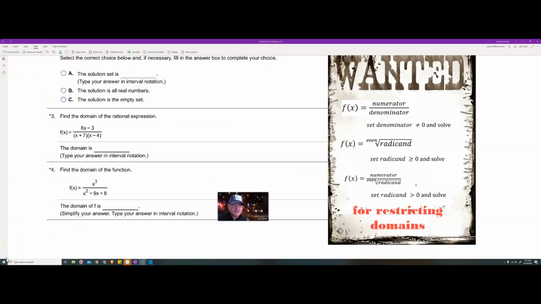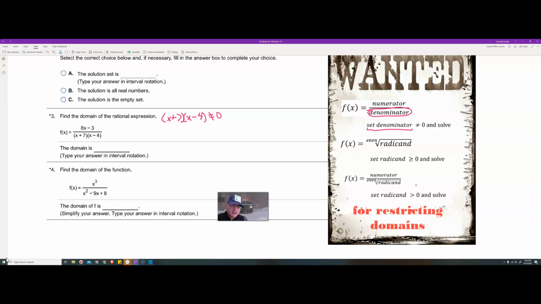All right, number 3 is asking you to find the domain of that rational expression. The only time you have to worry about the domain is when you have one of these 3 situations over here on the wanted poster. All right, in this case, we've got a rational function and in the denominator, it's got variables. So to get the domain, I'm going to set the denominator not equal to 0. So I want to know, where is x plus 7, x minus 4 not equal to 0?